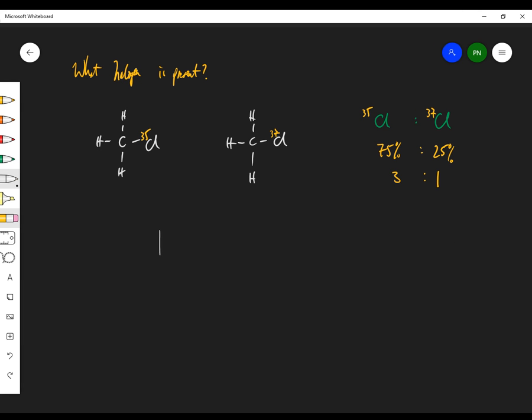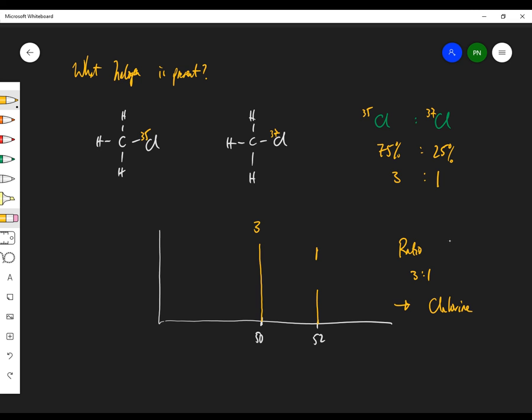Okay, so 35 and 37. If I were to plot these things on a mass spectrum, I get 50 and 52. The 50 peak would be 3 times as high as the 52 peak. So from the ratio of the peaks, 3:1, I can deduce that the halogen is chlorine. From the ratio. Okay, are we good there? Yeah, I hope we're good. So it's from the ratio we get chlorine. There's an n peak and the n+2 peak, and from the ratio of these, we can tell it's chlorine.